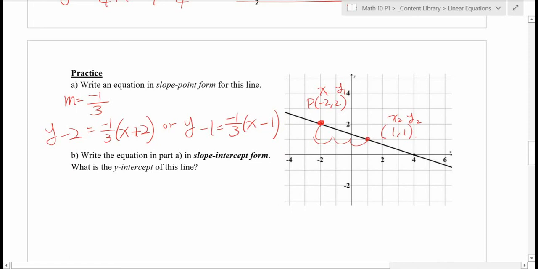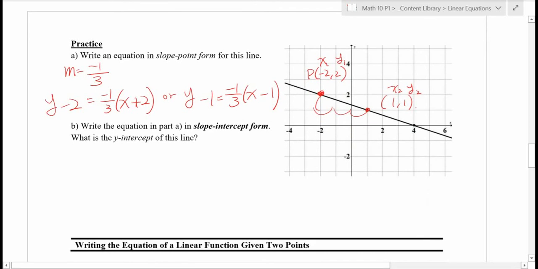And either way, it's fine. You'll get the same result if you expanded it. Okay, so that's fine. Part B says write the equation in part A in slope-intercept form. So this time I am going to do it with this one.